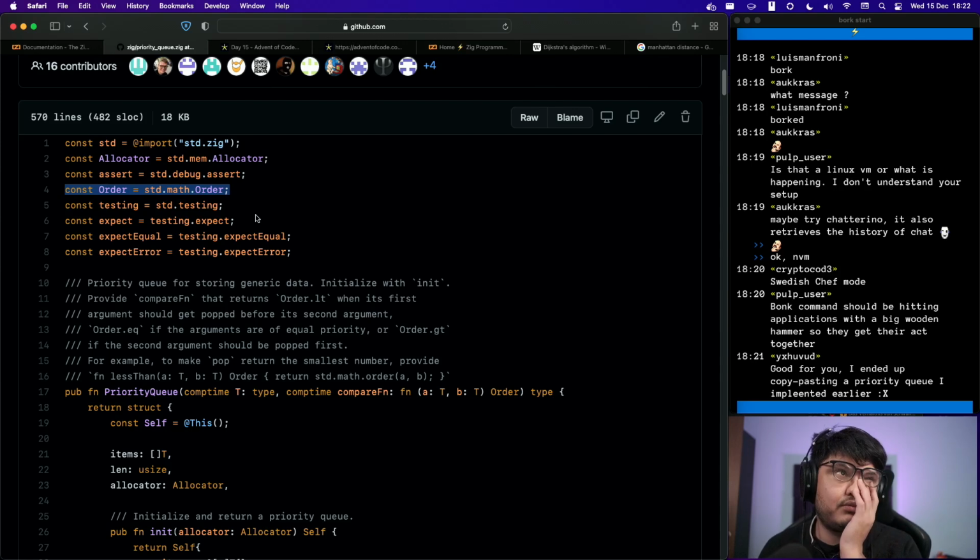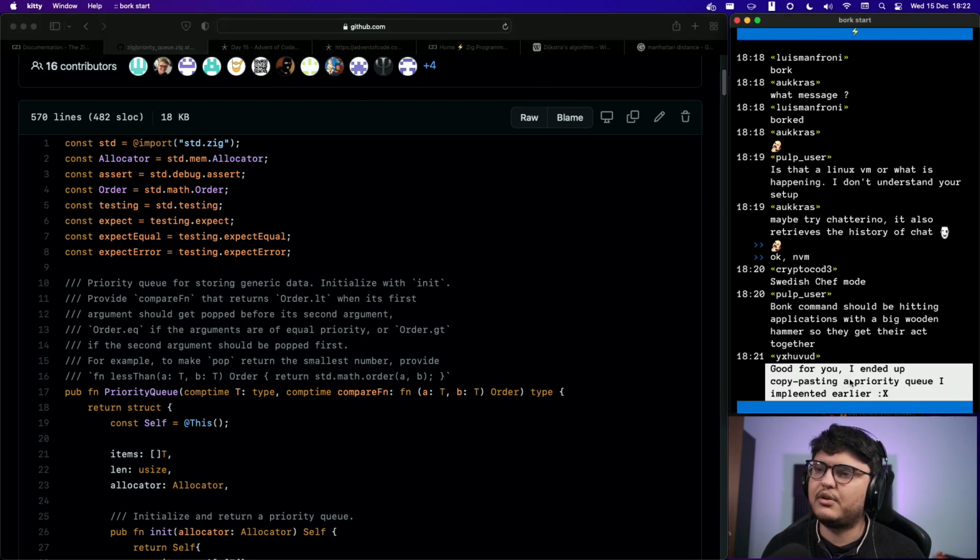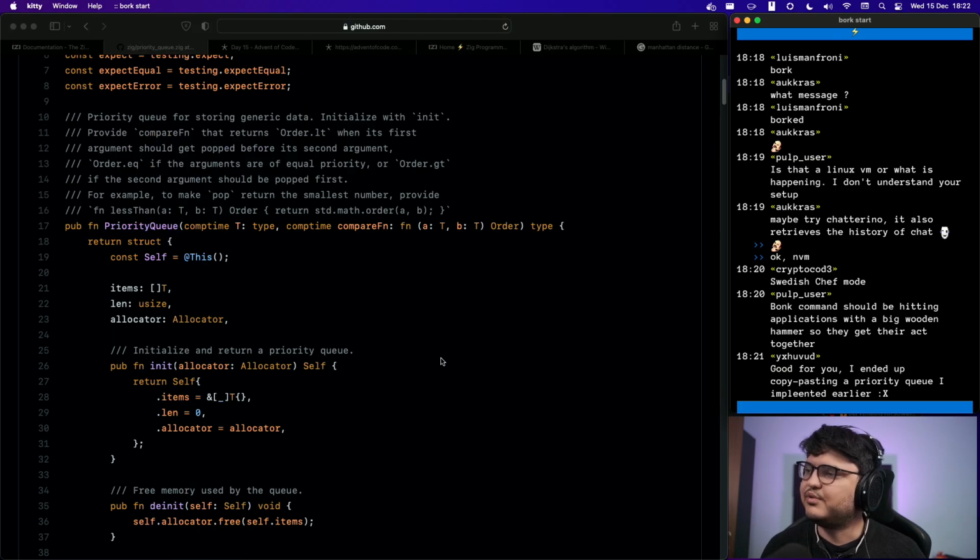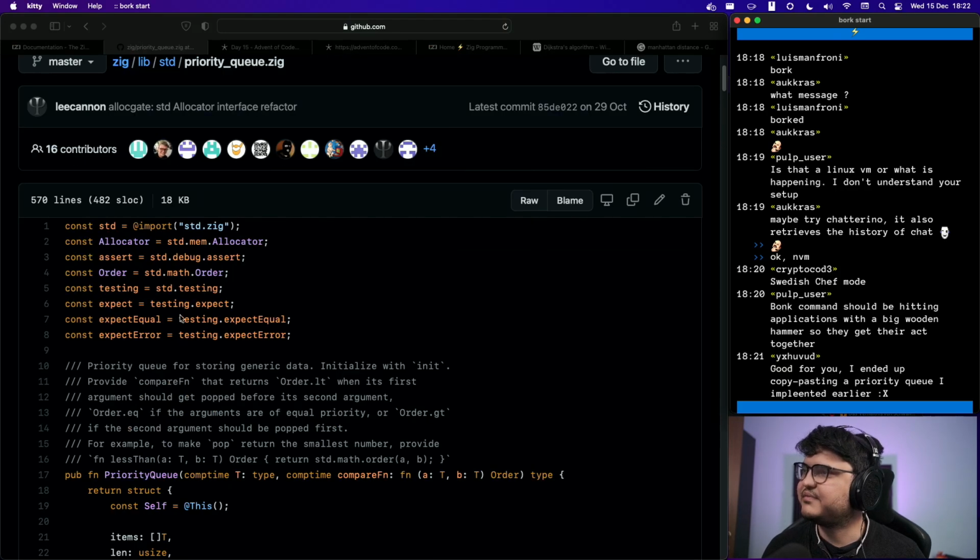So can I make like, no, I can't make anything, never mind. I was thinking maybe I can use math dot something, but no, I can't, because I need to make a type with the score and the freaking coordinates. Good for you, ended up copy pasting a priority queue implemented earlier. Yeah, I'm lucky in this case.